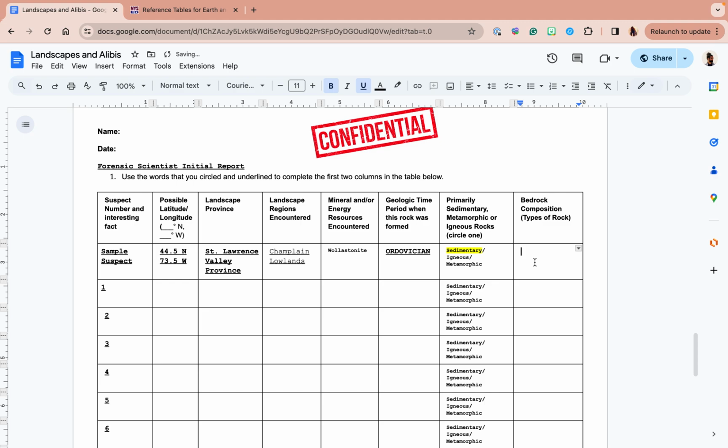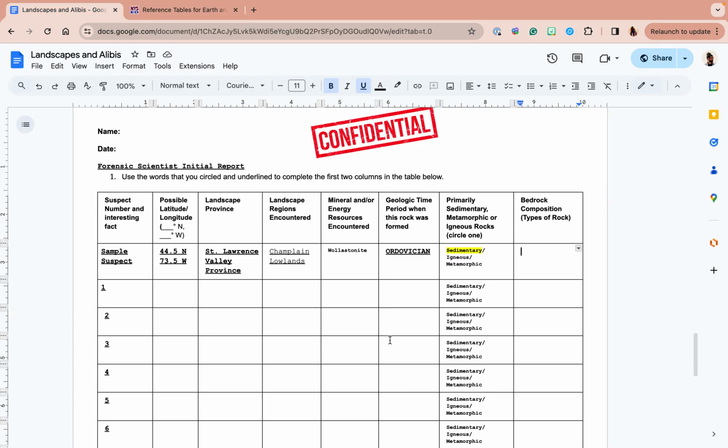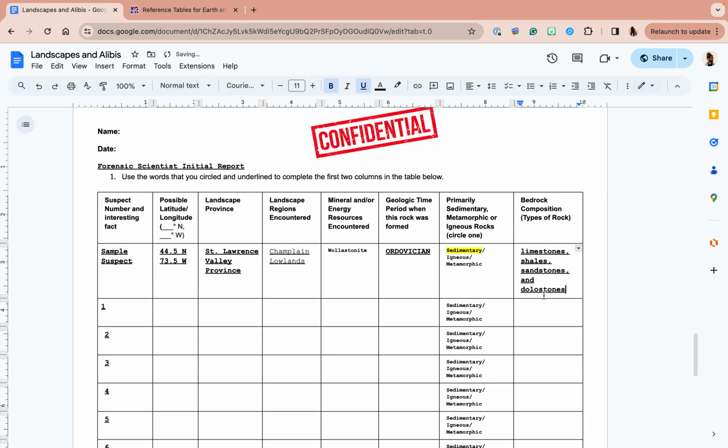And then bedrock composition type. So all we're going to do here is look next to the Ordovician period, and on the right side, you will see the specific rock types that can be found in that area. So here it's limestone, shales, sandstones, and dolostone. I'll just paste that there.